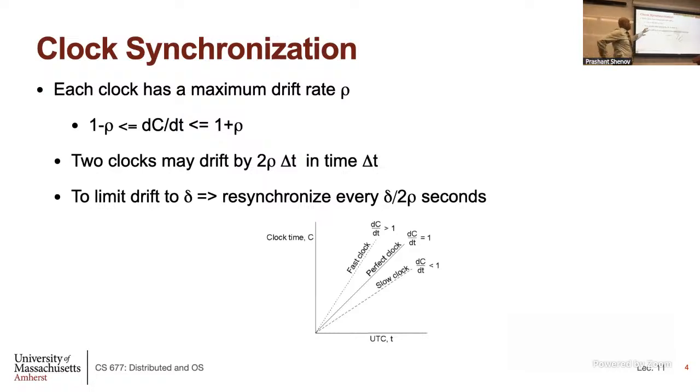Okay? So what that means is essentially, if you look at this graph here, right? So your x-axis is real time. This is the time on the atomic clock, or actual time.